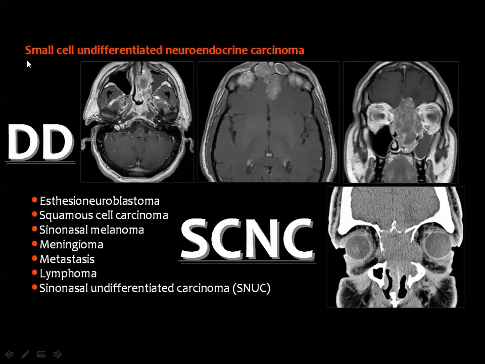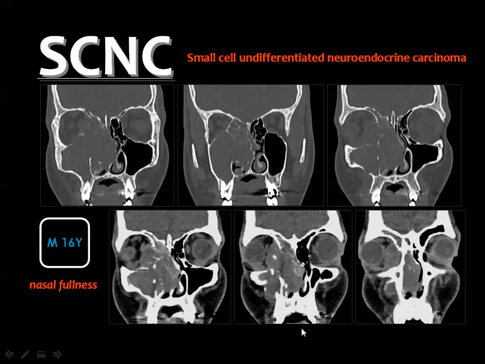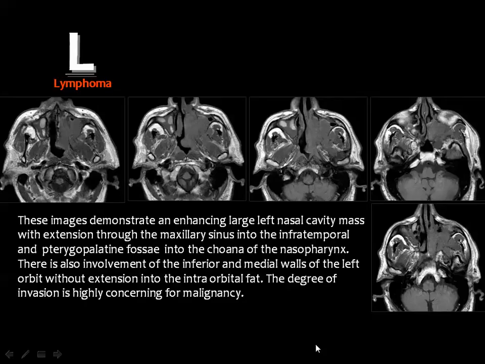Then the differential diagnosis of a small cell undifferentiated neuroendocrine carcinoma will include neuroblastoma, squamous cell carcinoma, the melanoma, meningioma, metastasis, lymphoma, and this one, which is also a rare tumor affecting the paranasal sinuses, the sinonasal undifferentiated carcinoma. And this is an example of a tumor which is seen in a male patient, 16 years old. And you see the aggressiveness of the tumor with destructive changes, orbital invasion of the cheek, and extension into the nose, across the nasal septum to the opposite side. And this was, of course, a malignant lesion.